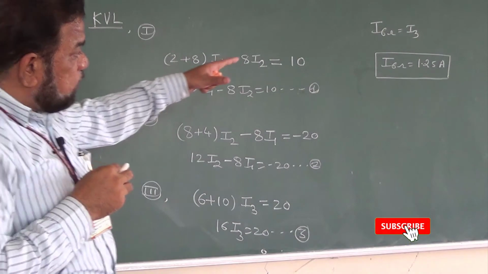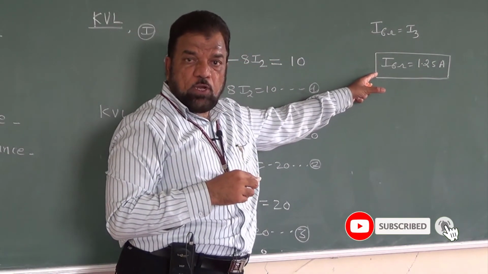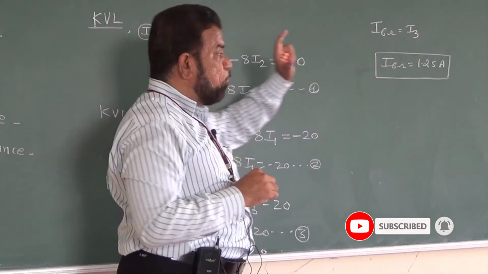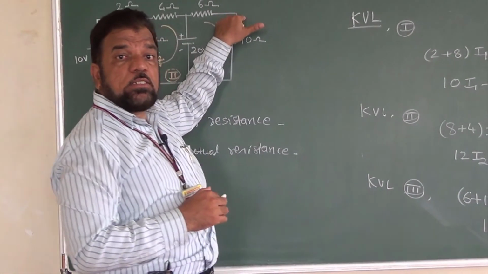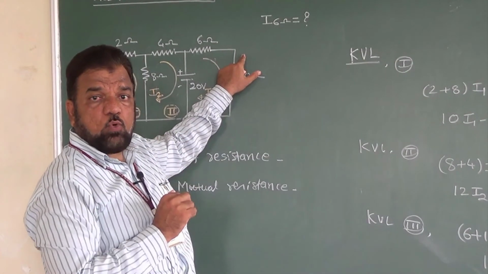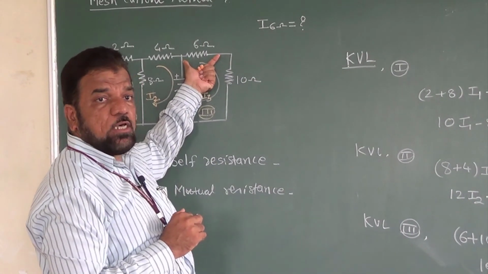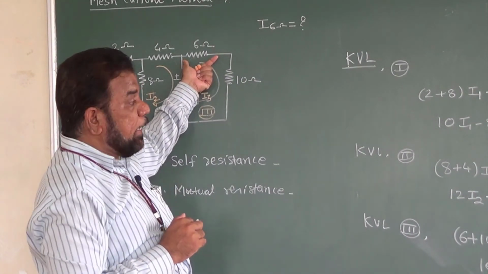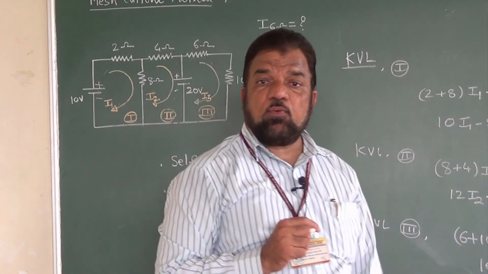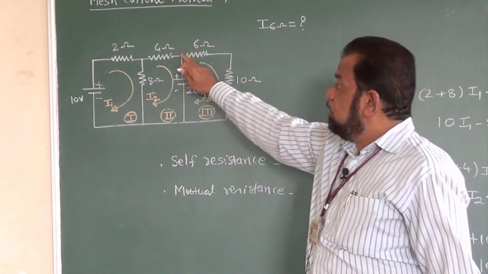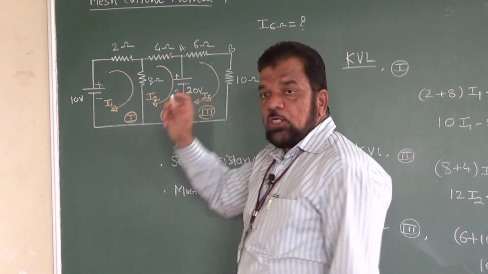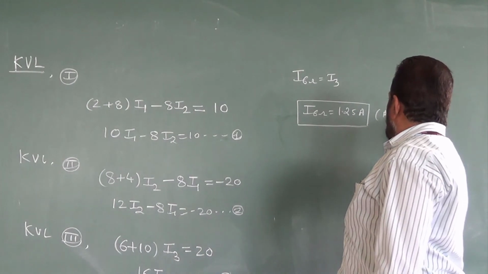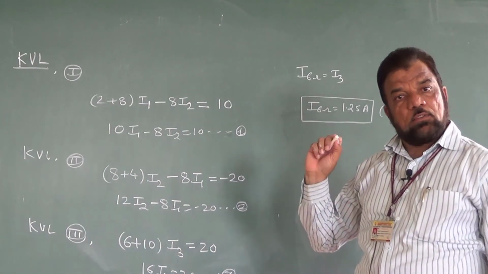Now, since the answer is positive, get the final point. Since the answer is positive, whatever current direction we have assumed is the same. That means that current direction is okay. So my final answer is the current flowing through 6 ohm is 1.25 amperes from left to right. Or if you put some letters here, say A and B, in my final answer, I can write the current from point A to point B.